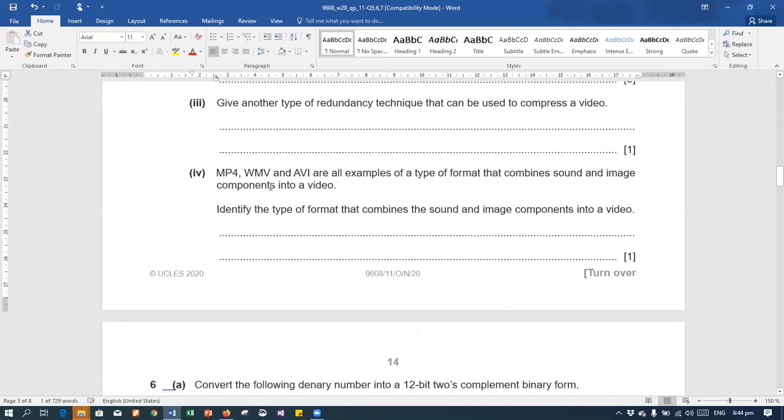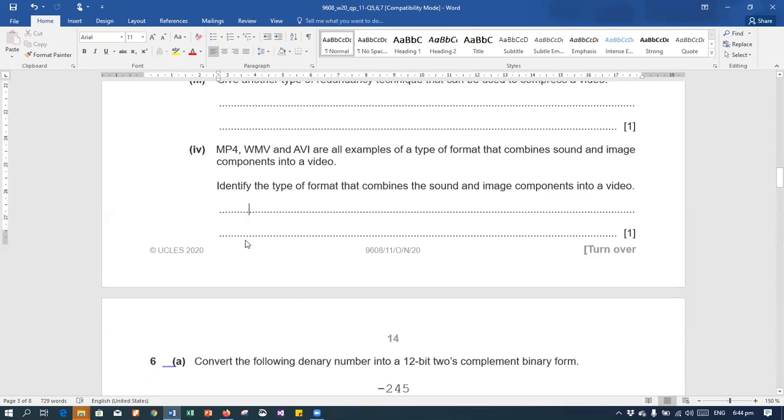MP4, MVW, AVI are all examples of types of format that combine sound and image components. Identify the type of format that combines the sound and image components into a video. Which one is that? MP4? No. MP4 and AVI? No, that's the multimedia container format that I told you in the end. Okay. Got it?